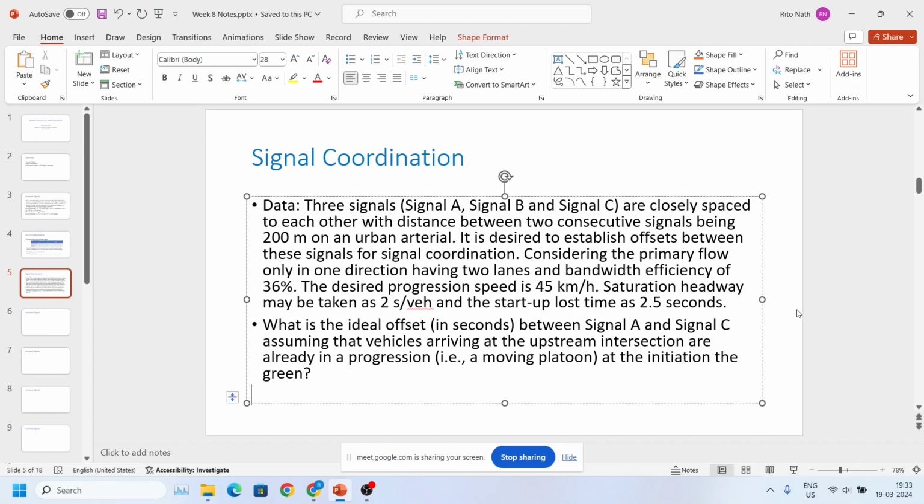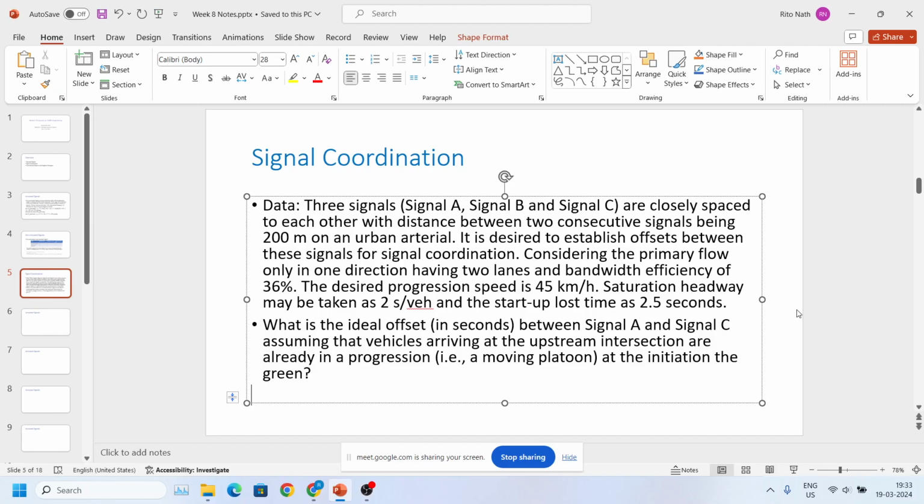So this is called the ideal offset. As the first vehicle of a platoon just arrives at the downstream signal, the downstream signal turns green. The way to calculate it is T ideal is L divided by S, where S is the average speed or the progression speed that you want to have, and L is the distance between signalized intersections. So it's just adding those two up, right?